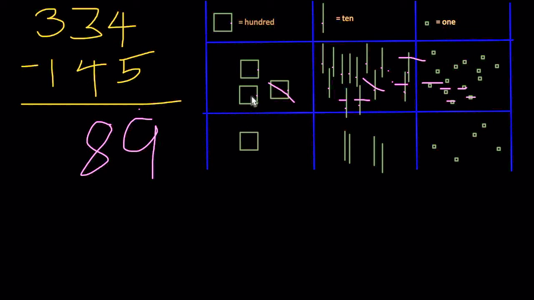And we have 2 hundreds right here and 100 right here. If we cross out 100, we have 100 left. So we know the answer is 189. So 189 flights have yet to land at an airport.